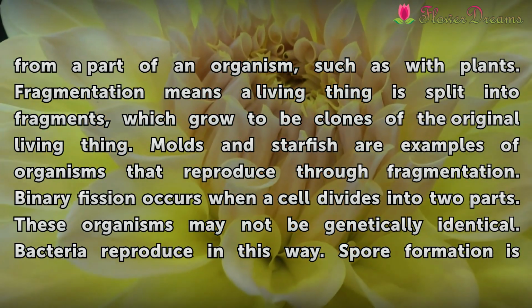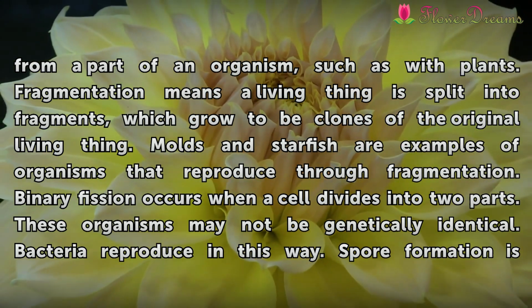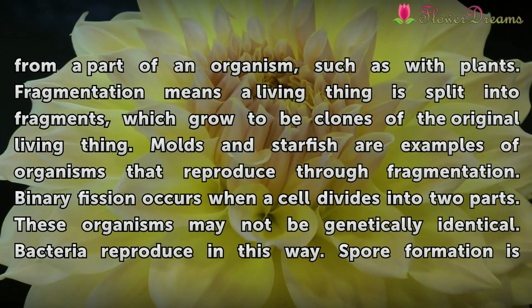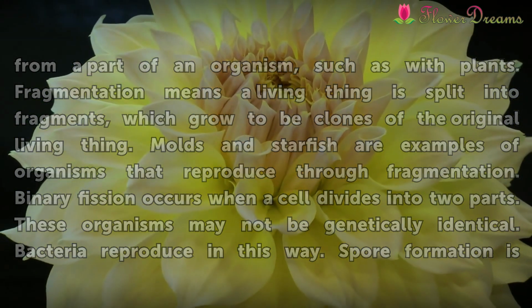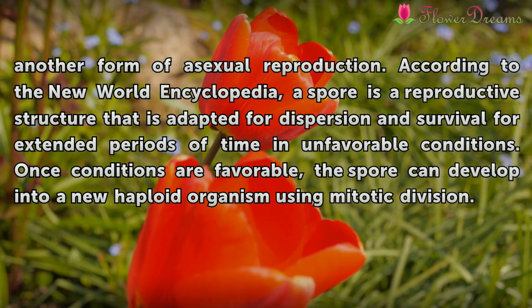Binary fission occurs when a cell divides into two parts. These organisms may not be genetically identical. Bacteria reproduce in this way. Spore formation is another form of asexual reproduction.